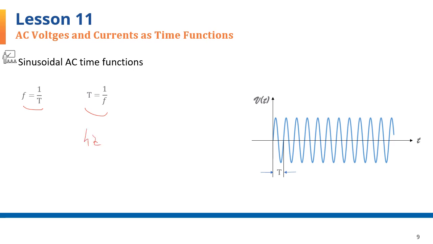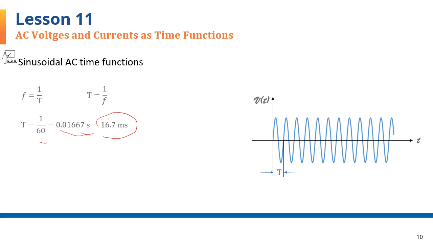Since we know f to be 60 Hz for our national power system, we can calculate the period of AC voltage or current as T equals 1 over 60, which results in 0.01667 seconds, and which can be converted into milliseconds as 16.7 milliseconds.